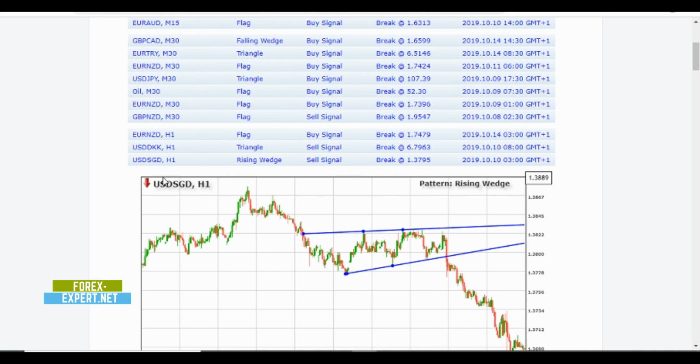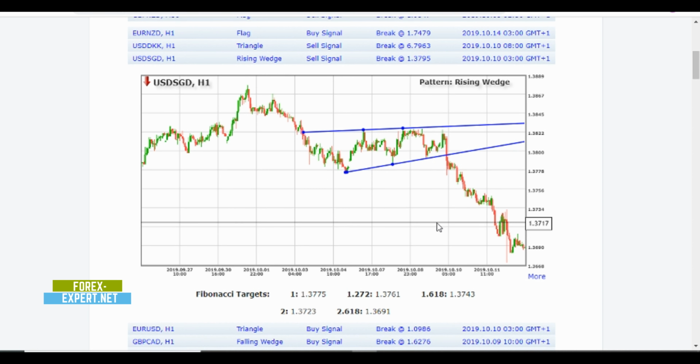We are on the hourly and USD, Singapore dollar. We got a rising wedge, okay, sell signal. There is a downtrend, as you can see here from the red arrow. The pattern is rising wedge, and the break is at 1.3795. And as you can see here below the chart, you will find the Fibonacci targets, okay? For those guys and ladies that are not familiar or comfortable with the extensions, you will have suggestions about the take profit levels. It was a pretty good one because the price reached the 1.618 Fibonacci extension.